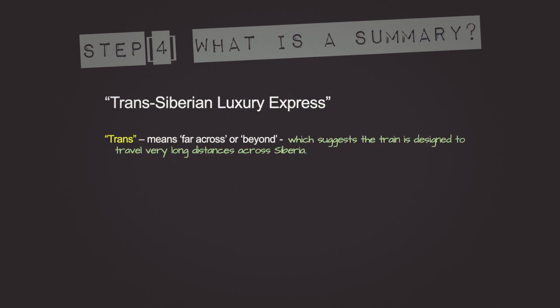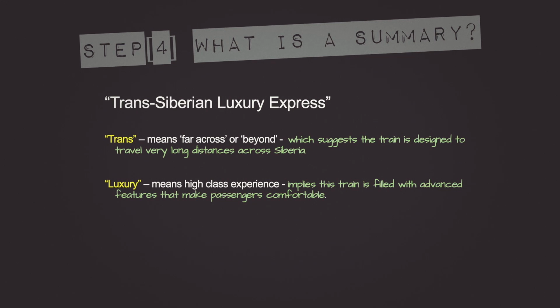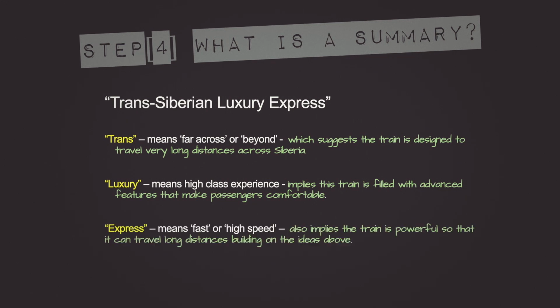Remember we said that trans is a common word that means across or beyond, as in transatlantic flights, which are very long aeroplane journeys across the Atlantic Ocean. This suggests that the train is designed to travel very long distances. Luxury implies that the train is filled with advanced features that make passengers comfortable, whereas express means fast or high speed, which implies the train is powerful so they can probably travel long distances, building on the ideas above.